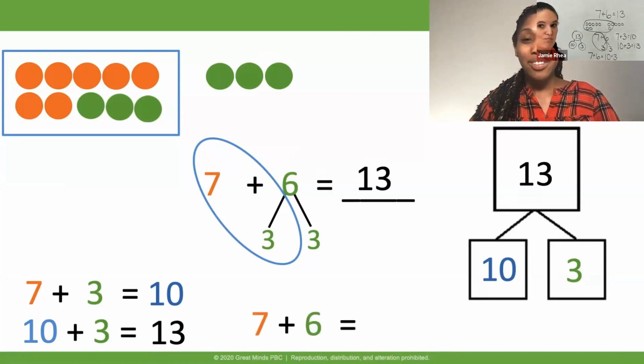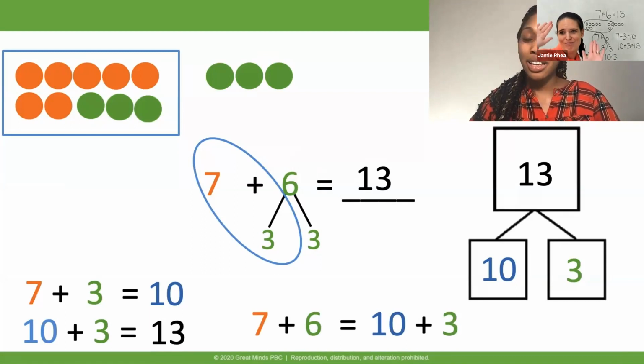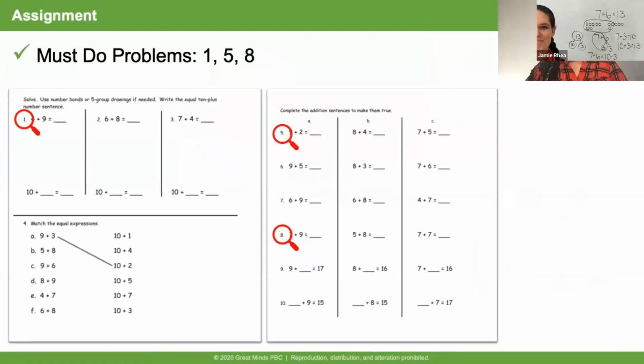Did you say 7 plus 6 is equal to 10 plus 3? Yeah, we did. Excellent. Wow. You guys really stretched your thinking today. Great work. Well, now it's time for the problem set. Your must-do problems are 1, 5, and 8. Remember to do your best work for 10 minutes. I'll see you next time.